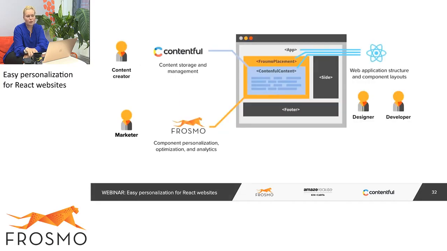And here you can see that you have your React application, and how we have solved this is that you wrap your components with this Frosmo placement component, and then the Contentful will give you the content into the Frosmo placement component when Frosmo says that, okay, for this particular visitor, it is okay to show this particular content. But this is something that James will shortly show in practice.